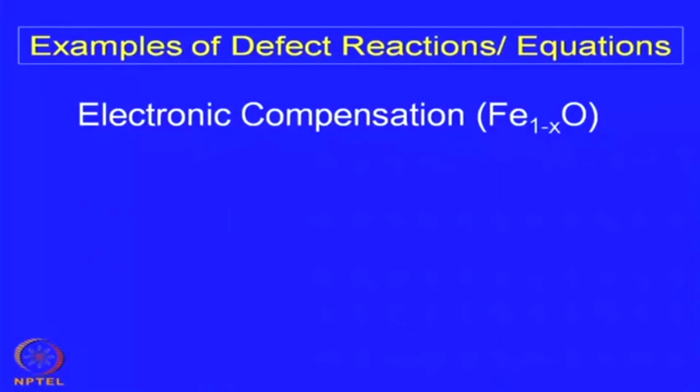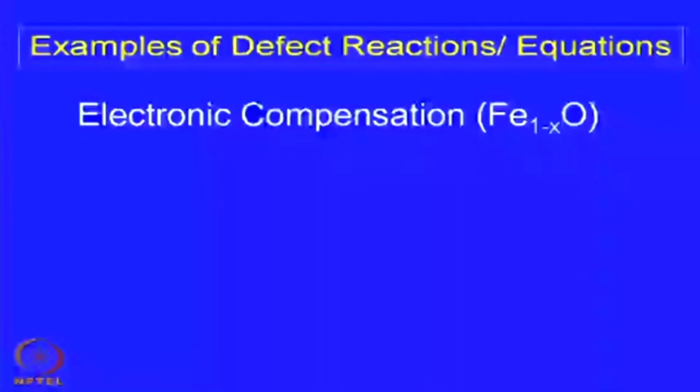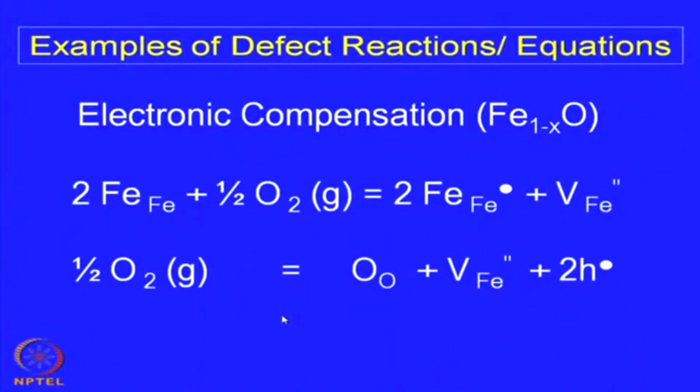Well, this is the next one, same thing, examples of defect reactions and equations. Here it is an electronic compensation. We have discussed it already, but just one or two examples, one additional example maybe. This is a very specific oxide, not MO or anything. The specific oxide, iron oxide or ferrous oxide, FeO, Fe1 minus xO.